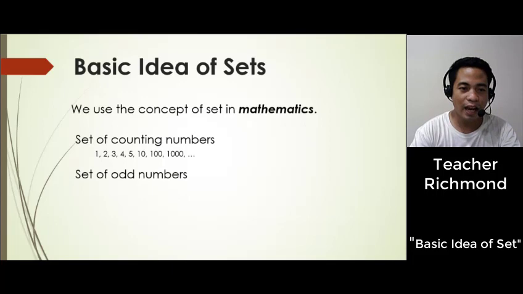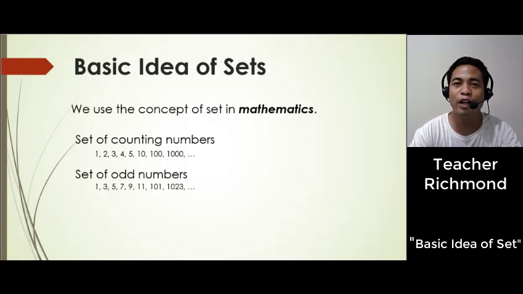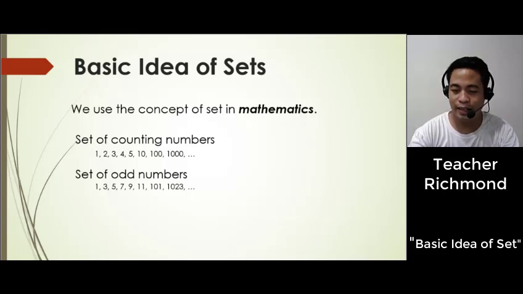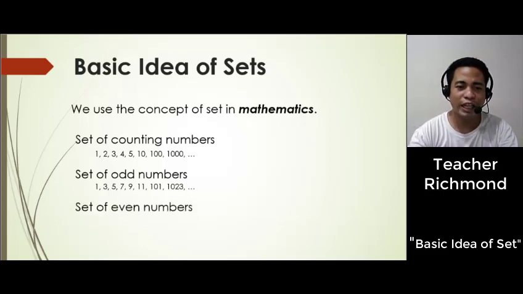Okay? Set of odd numbers. Are you familiar with odd numbers? Example, 1, 3, 5, 7, 9, 11, 101, 1023. These are examples of odd numbers. So all of them, if you are going to collect and gather them, they are an example of set. Okay? Set of odd numbers. And we also have the set of even numbers like 2, 4, 6, 8, 10, 12 through 200, 400.